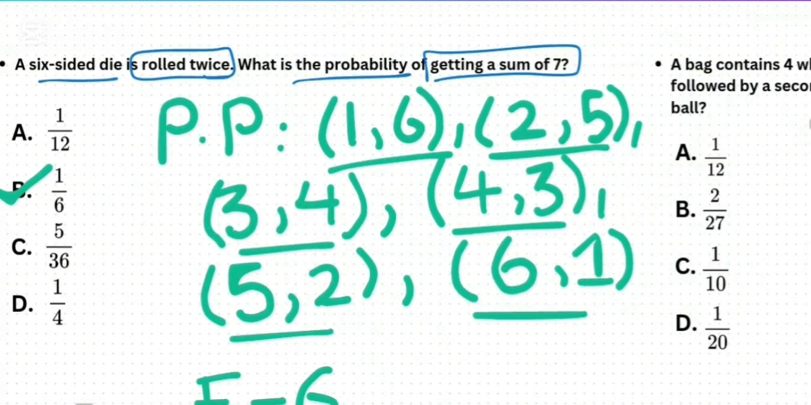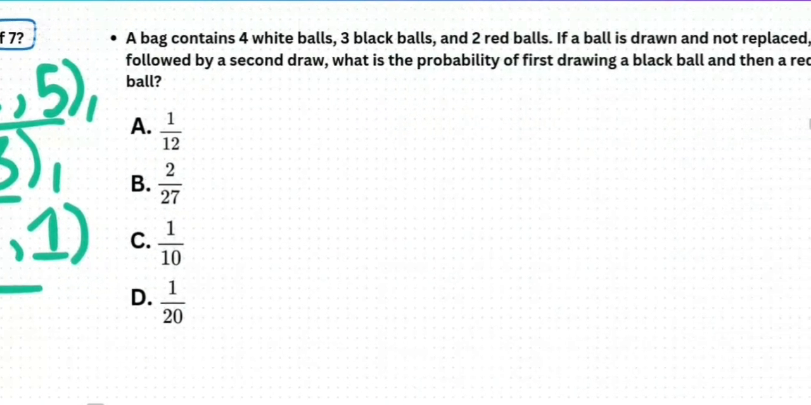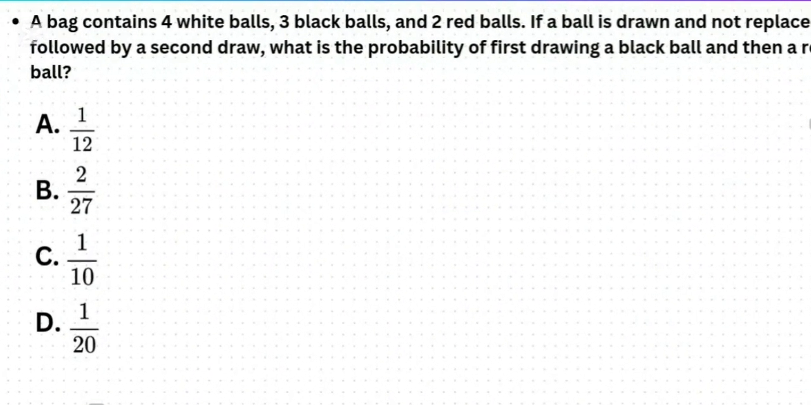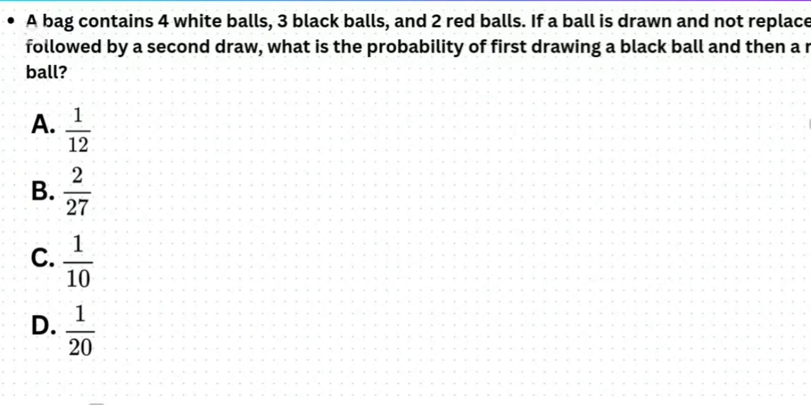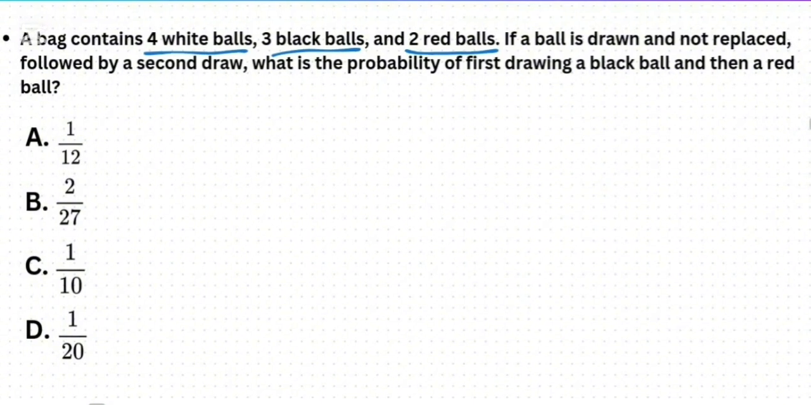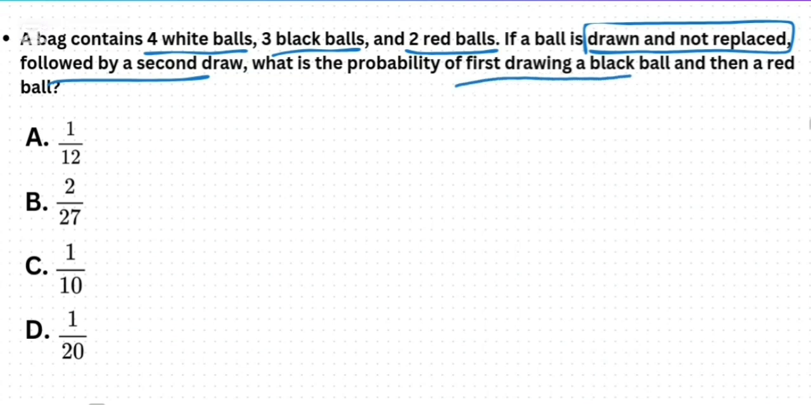See, these questions are very easy. Now let's move on to the next question. The next question is, a bag contains 4 white balls, 3 black balls and 2 red balls. If a ball is drawn and not replaced, underline these words, followed by a second draw, what is the probability of first drawing a black ball and then a red ball? Firstly we need to find the total.